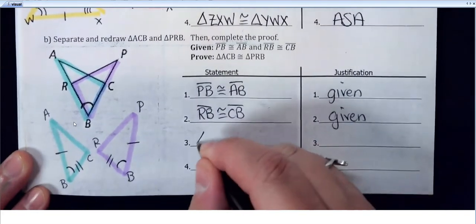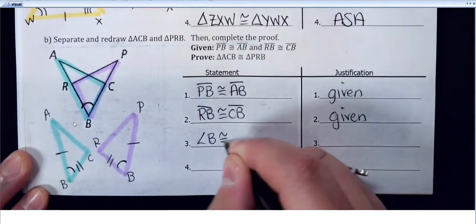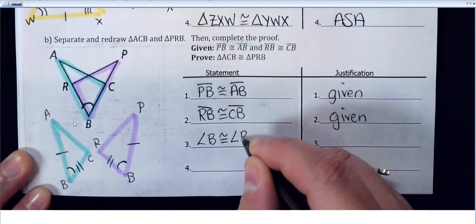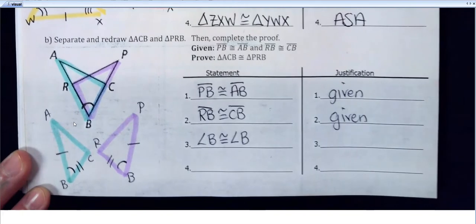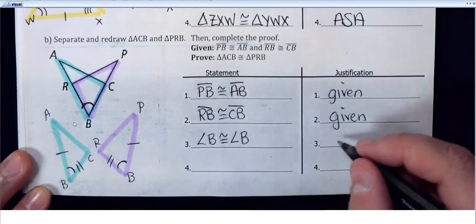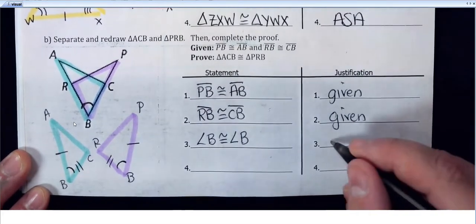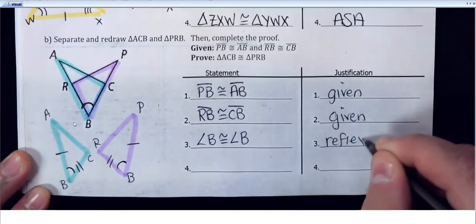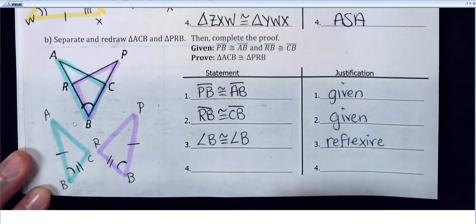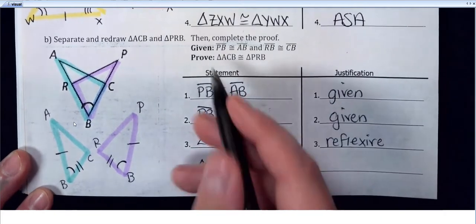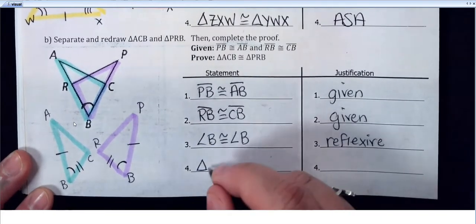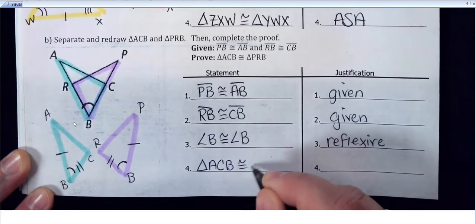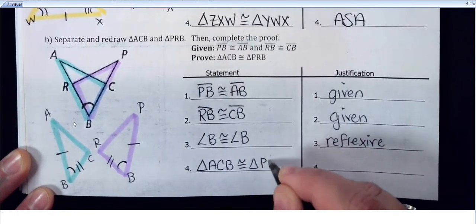Now, when you do it in the proof, just like a reflexive property, we're going to have an angle instead of a segment here. So I just say angle B is congruent to angle B, so it's equal to itself. That angle is in both of those triangles, so that's a set of angles, even though we're describing the same angle. And that's just going to be your reflexive property. And then since they give me a congruent statement, I'll go ahead and copy that. So triangle ACB, congruent to triangle PRB.